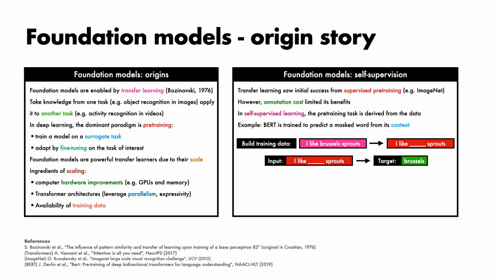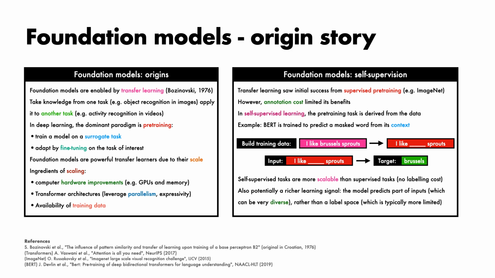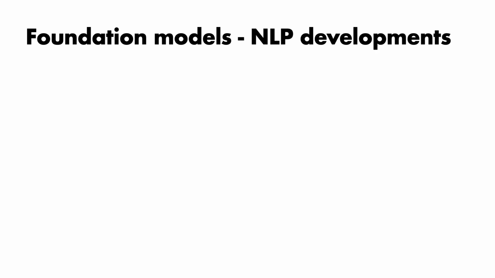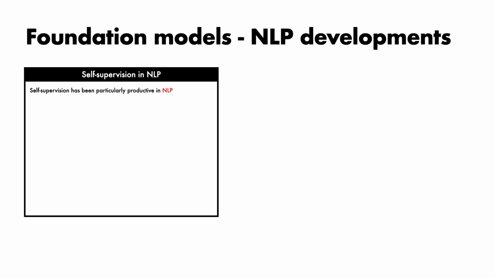Self-supervised methods like this are inherently more scalable than supervised methods, since they have no associated labeling costs. They also provide a potentially richer learning signal. This is because the model is tasked with predicting part of the inputs, which can be very diverse, rather than a manually curated label space, which is typically more limited to ensure that the annotation process is practical. The use of self-supervision has proven to be particularly productive in the field of natural language processing.